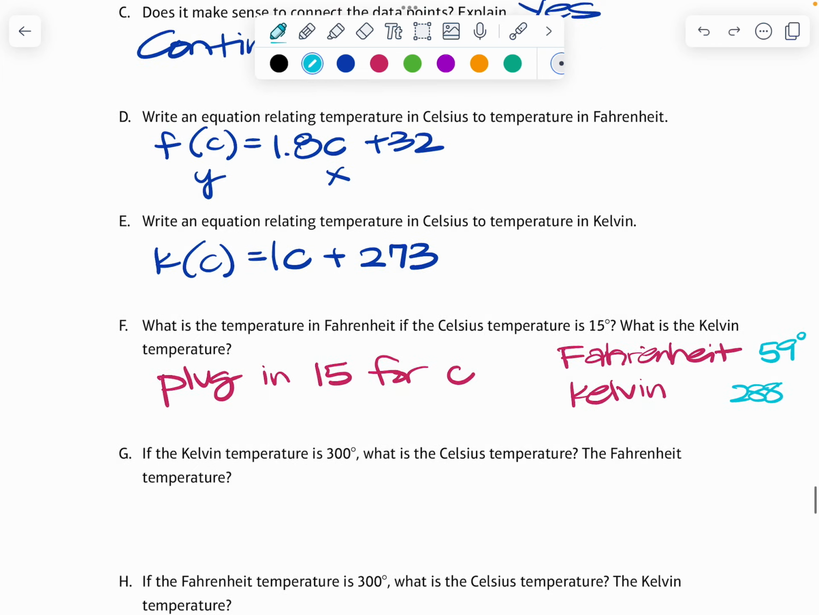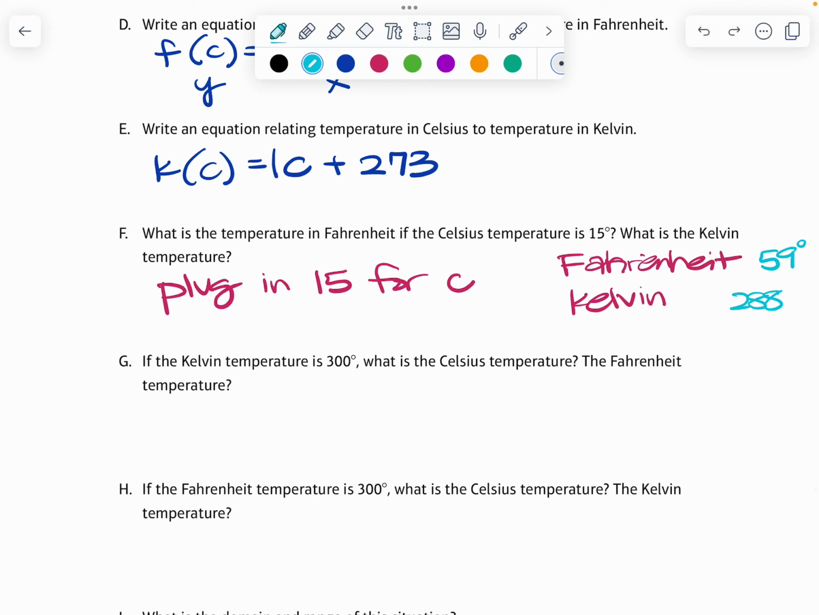Yeah. All right, let's look at G. If the Kelvin temperature is 300, whoa, look at that. What is the Celsius temperature? So the Kelvin temperature is 300. So we're going to use this formula right here, but now I know the output is 300. And then it says the Fahrenheit temperature. Oh my goodness.